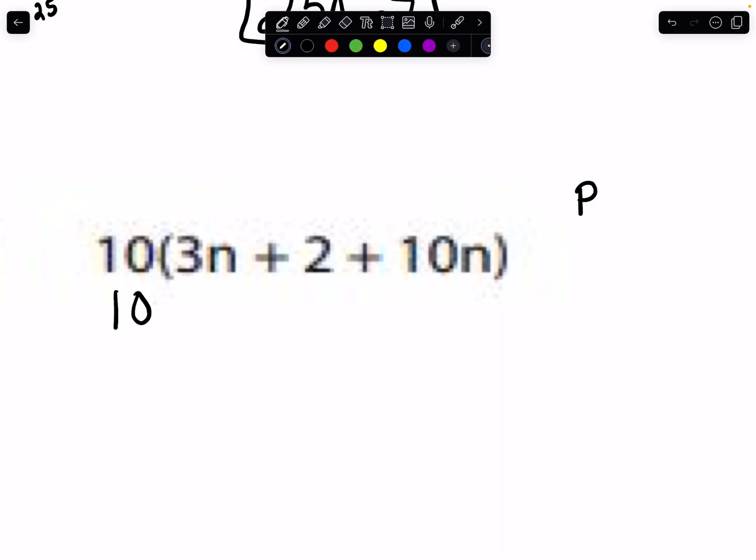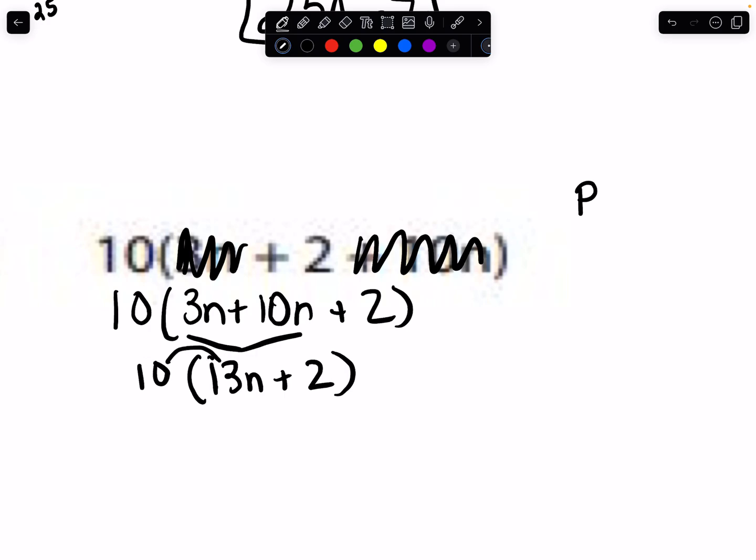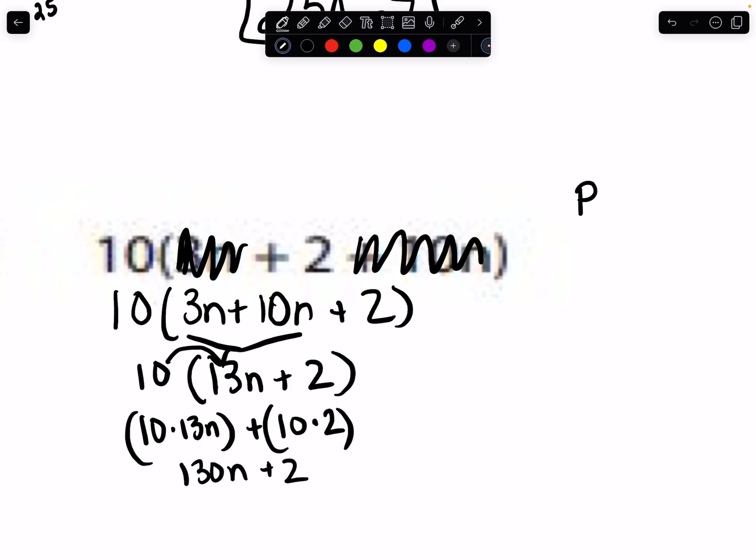So in this case, I'm going to rearrange it to 3n plus 10n. See, here's my 3n. Here's my plus 10n plus 2. So I can combine these two. That becomes 13n plus 2. And now I distribute. Okay? So distribute means, just like we said before, that 10 goes to the 13. So 10 times 13n plus 10 times 2. Okay? So now you're going to get 130n plus 20. And that is done there.